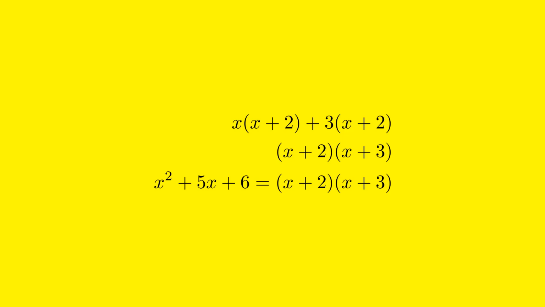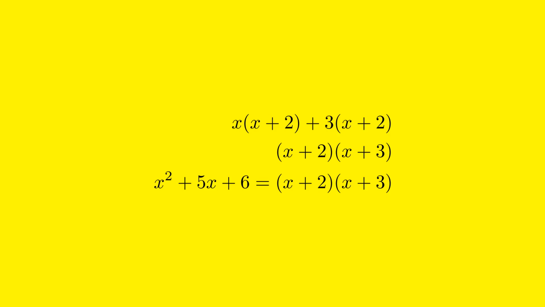Step 3. At this stage, we have the expression x times x plus 2 plus 3 times x plus 2. Our next goal is to combine like factors for further simplification. Notice that x plus 2 appears in both terms. This common factor allows us to rewrite the expression more compactly. By factoring out x plus 2, we get x plus 2 times x plus 3.